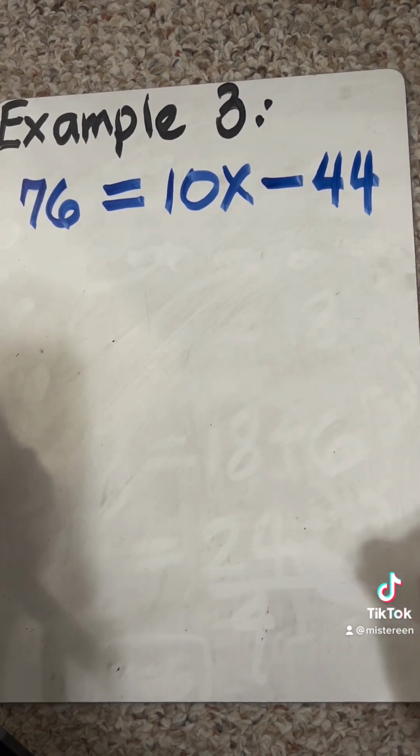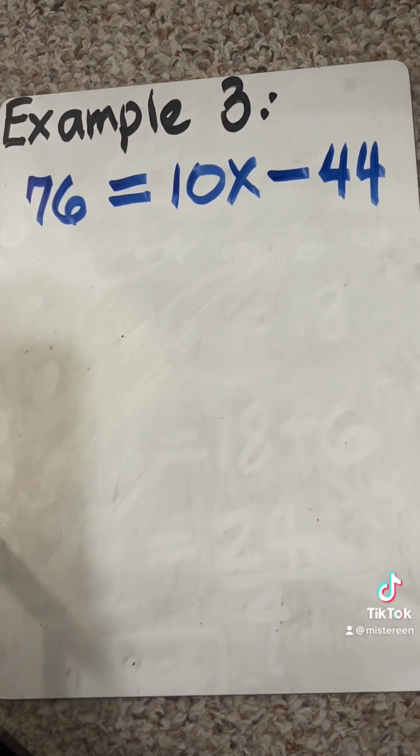So we follow the steps again. Number 1 is remove the parentheses. But as you can see, there's no parentheses. So that step doesn't apply in here. So we just skip that step. Then we proceed to step number 2. Step number 2 is gather the variables to the left side.